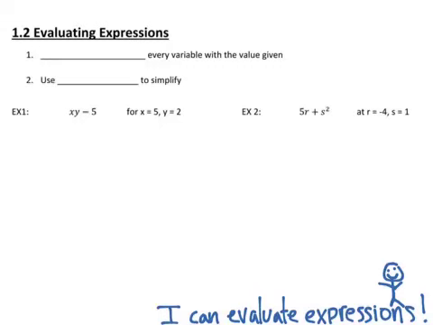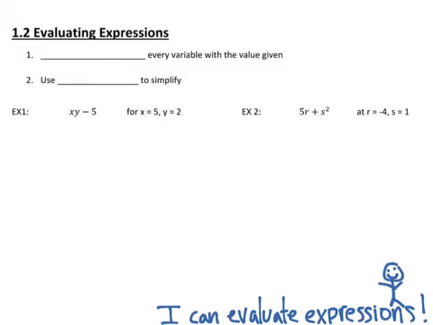Hello Algebra 1, welcome to lesson 1.2. At this point I assume that you've mastered lesson 1.1 and you're ready to move on. And I drew a picture of future you in the bottom right corner because after this lesson you will be able to evaluate expressions. And this is going to build on what we learned in the last lesson.